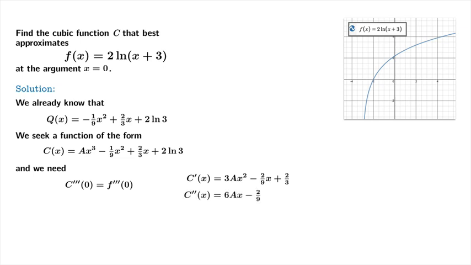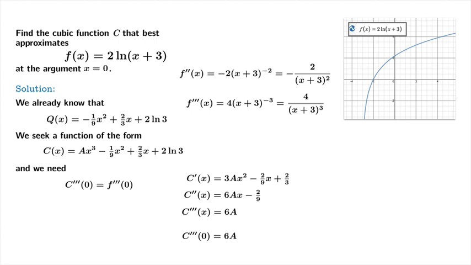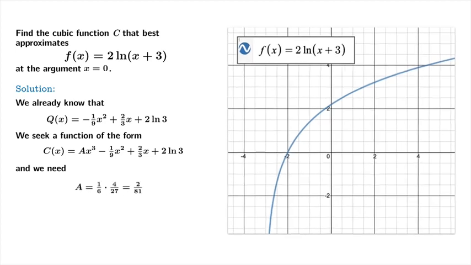Here's our derivative of c, here's our second derivative of c, and then the third derivative of c is just the constant function 6a. And when we plug 0 into that, of course, we're going to get 6a. Now, here is our second derivative of f. We need to calculate the next derivative, the third derivative, and using the power rule, that's going to be 4 times (x plus 3) to the negative 3, otherwise known as 4 over (x plus 3) cubed. When we substitute 0 into that, we get 4/27. So that's the missing piece here. We need 6a to match up with 4 over 27, which means when all the dust settles, a has to be 2 over 81. That's our missing coefficient.